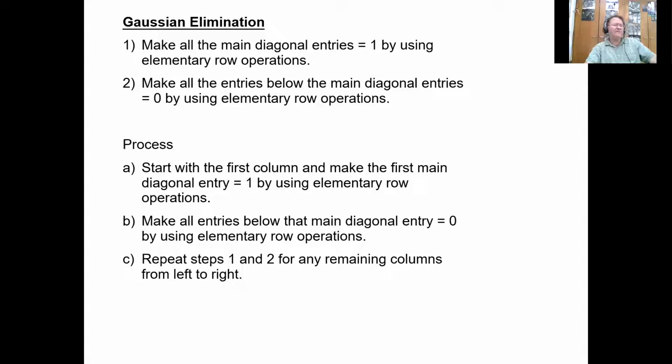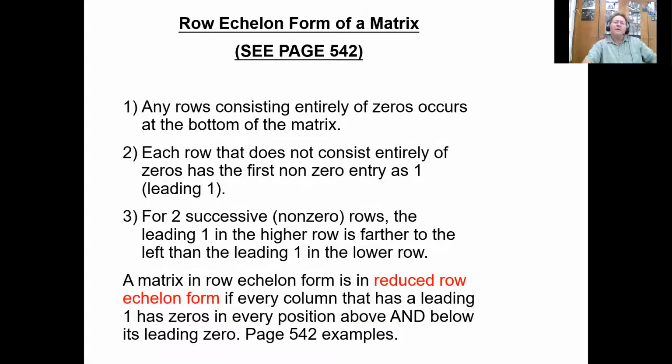So again, that's the process for Gaussian elimination. Most of you did Gaussian elimination twice on the test. You had to do it once, but most of you chose to do it twice, and that's fine. Here we go. And now this is called row echelon form.